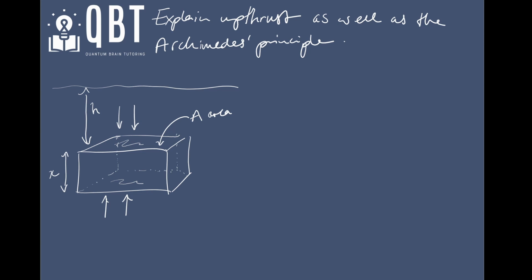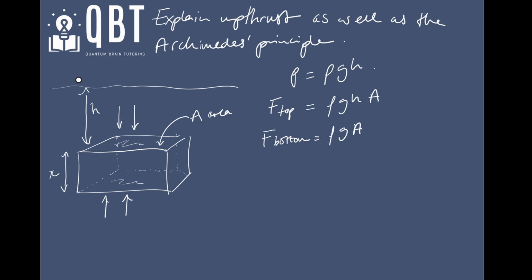Because pressure under a fluid is equal to rho g h, we can say that the force exerted on the top surface area is equal to rho g h A. And we can say that the force on the bottom surface is equal to rho g A times (x plus h). That's because the distance between the top of the water and the bottom surface is h plus x. There's h and there's x, so you add those together.